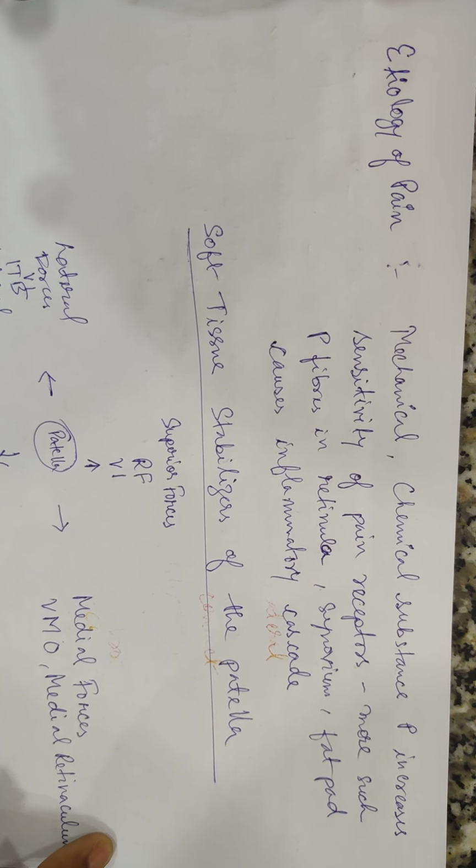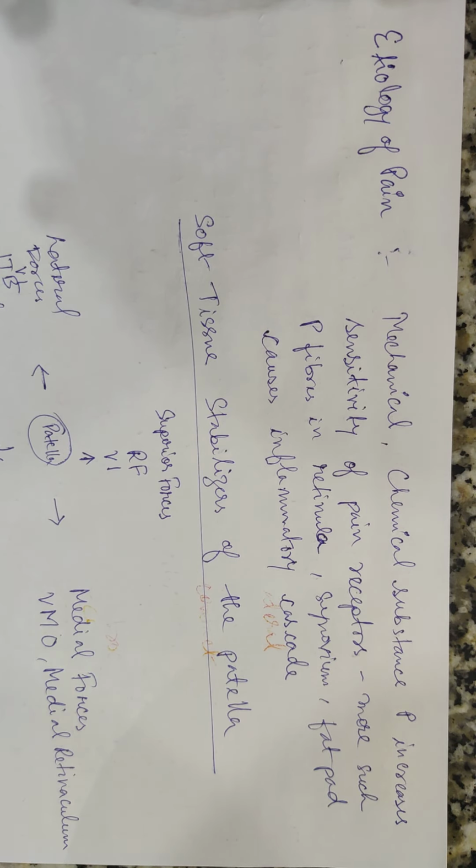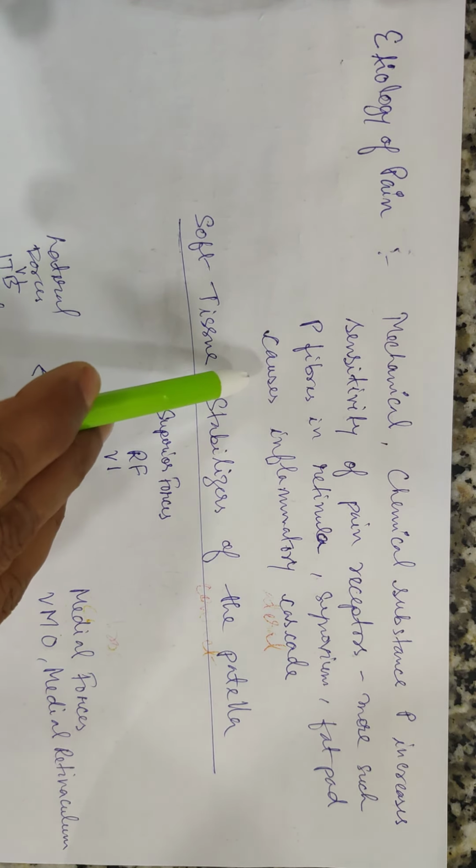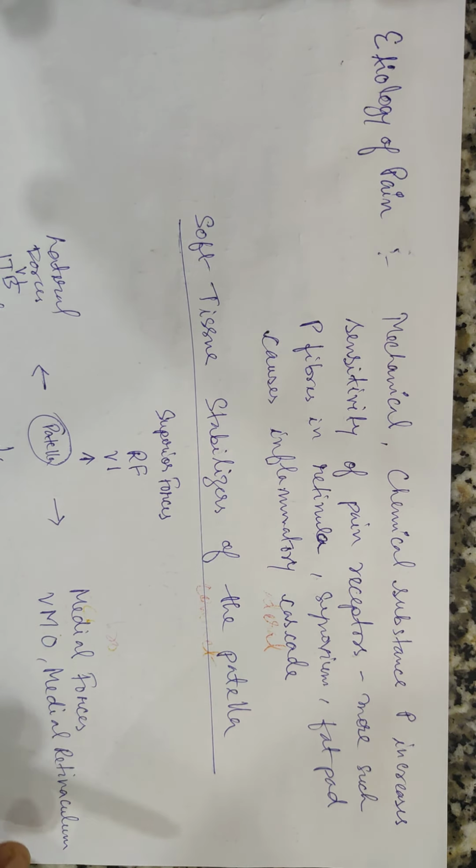Next we come to the etiology of pain. The pain is mechanical in origin. Also the chemical substance P increases sensitivity of pain receptors, and these are found more in the retinaculums, in the synovium, in the fat pad, which ultimately together causes the inflammatory cascade.